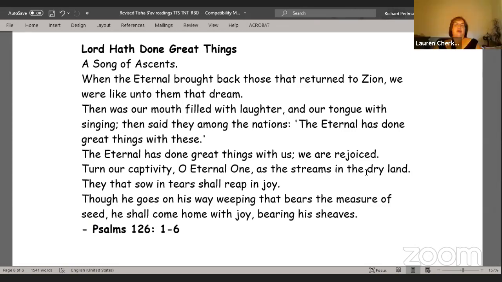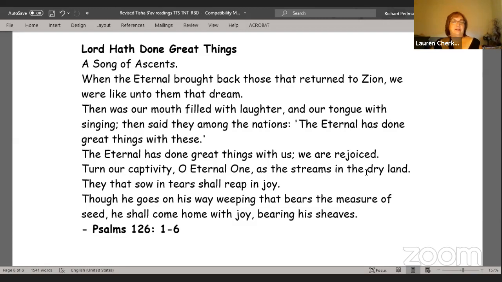Lord hath done great things. A song of ascents. When the Eternal brought back those that returned to Zion, we were like unto them that dream. Then was our mouth filled with laughter, and our tongue with singing. Then said they among the nations, the Eternal has done great things with these. The Eternal has done great things with us.